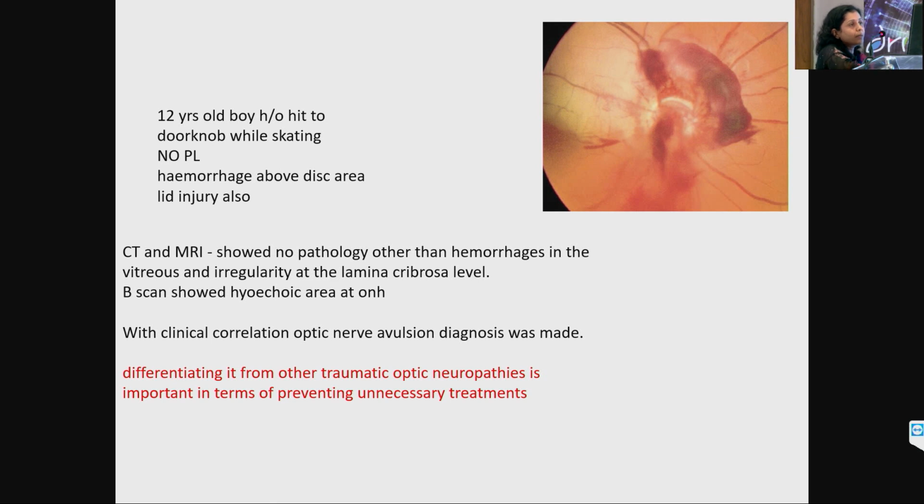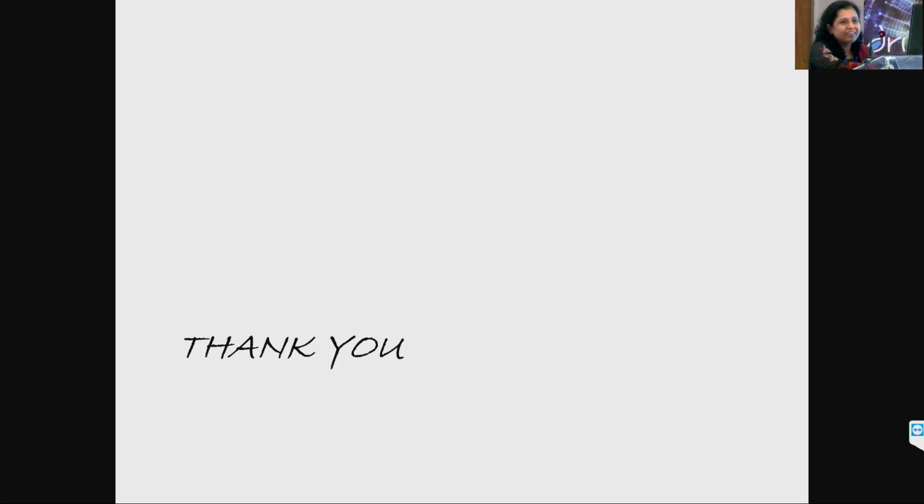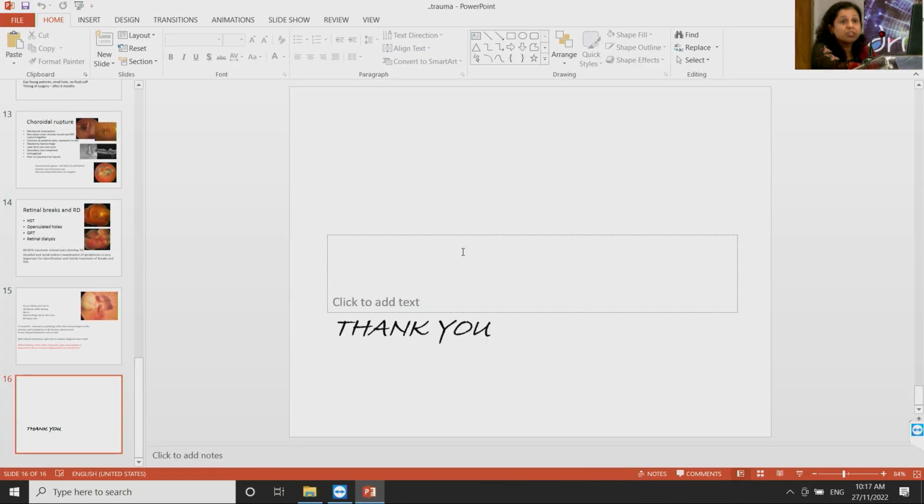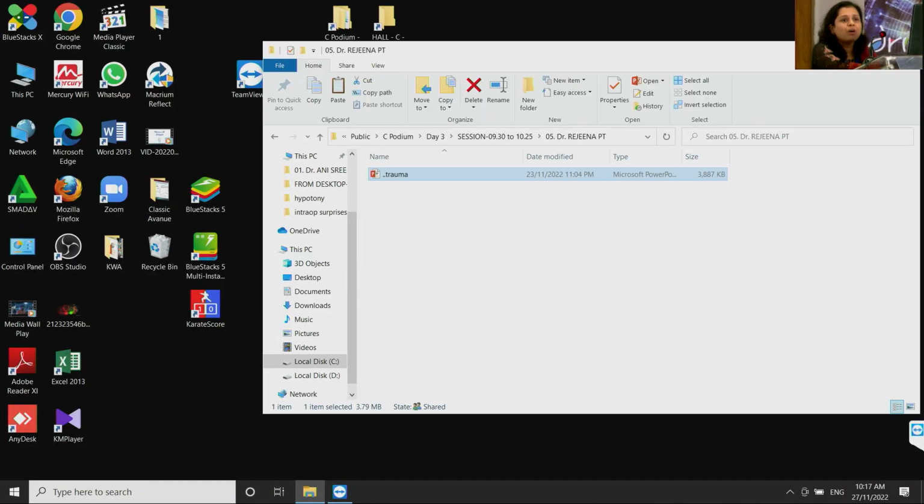So with the clinical finding, the B scan and the no PL, we made a diagnosis of optic nerve head avulsion. So making this diagnosis is very important because in all other optic nerve pathologies, we do some kind of treatment. And this, we can avoid unnecessary treatments even though the prognosis is very bad. So, thank you all, but make sure you always do a very good indirect ophthalmoscopic examination, that too very serial with a long follow-up. Thank you.